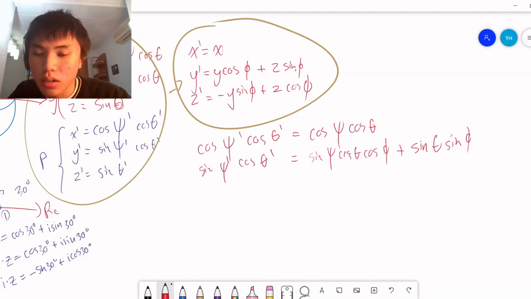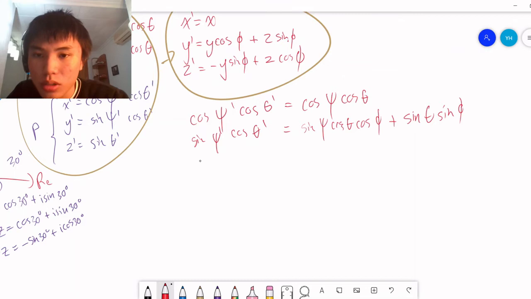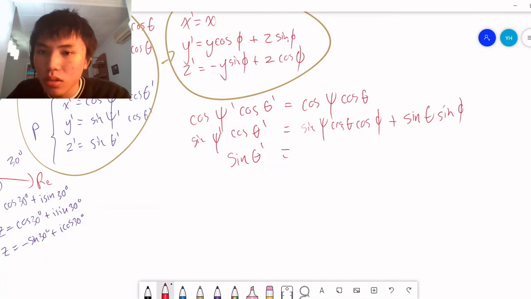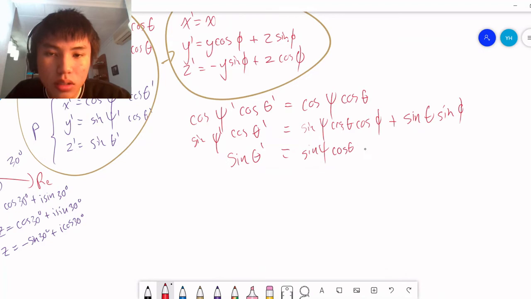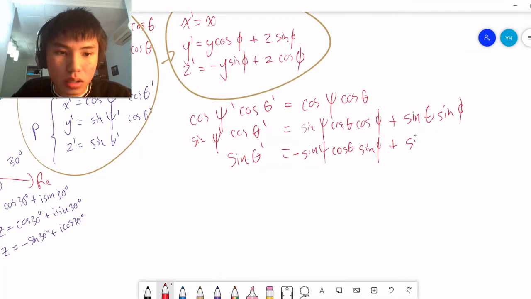And for this last equation, we're going to have z prime, which is equal to sine theta prime, is equal to, in this case, negative y sine phi, which is sine psi cosine theta, and then sine phi negative, of course, plus z cosine phi, which is going to be equal to sine theta cosine psi.